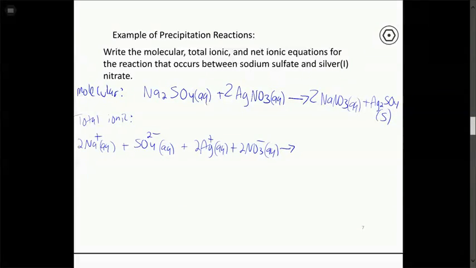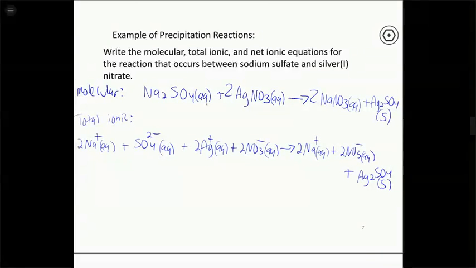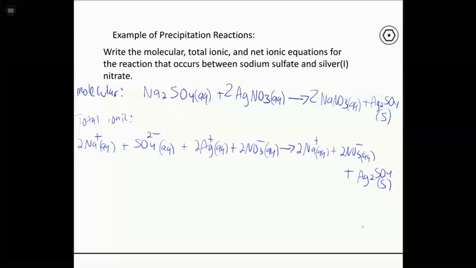And then on the product side, our Na+ and NO3- are still soluble, so we have 2 of each of those, 2 Na+, 2 NO3-. And then finally we have solid silver sulfate. We don't separate that one because it's insoluble. Okay, so our total ionic equation is going to include everything that's soluble being separated out. So on the reaction side we have 4 ions. On the product side we have 2 ions that are still soluble, and then 2 that combine to form our precipitate. So that's the total ionic equation.